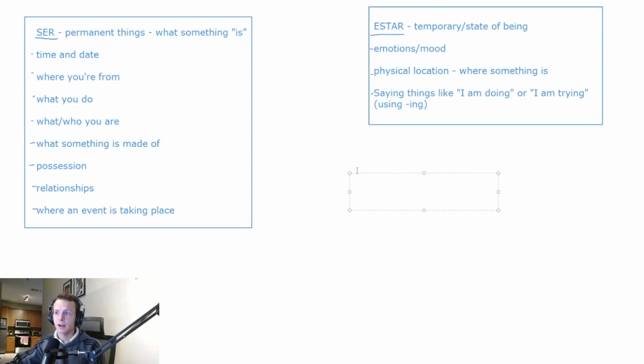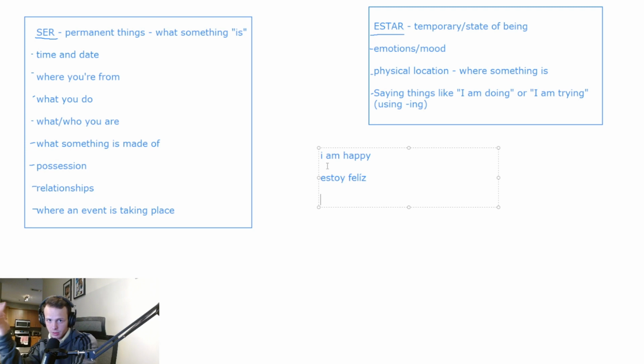I want to go over to estar now, because think of estar as talking about something that's how you feel. It's a state of being. So if I'm going to say I am happy, it would be estoy feliz. Now, here's an important thing, and this is honestly what helped it click for me when I was trying to really get better at ser and estar. I'm saying I am happy, but I'm happy right now. You don't know if I'm going to be sad 5 minutes from now. It's an emotion. It's a state of being. I'm not describing myself. I'm just saying how I am in the moment.